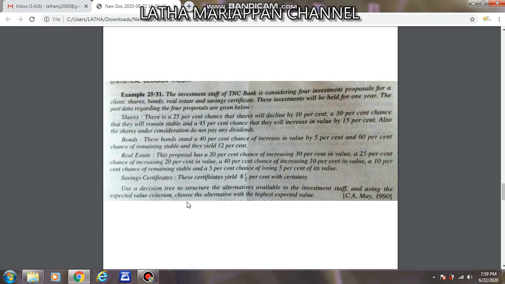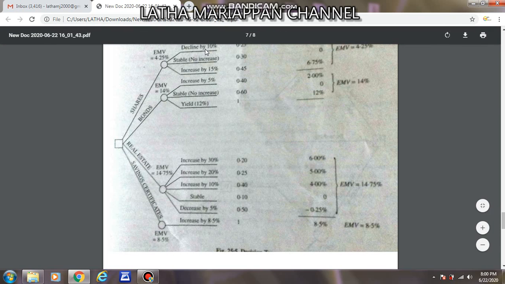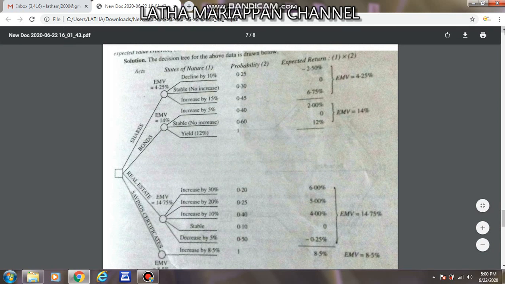Okay, this is the given problem. We'll see the decision tree now. So here we'll start with one starting node, the decision node, and they gave share, bond, real estate and saving certificate. Okay, and for share they said declined by 10% and stable and no increase. Stable in the sense there is no increase, and another one they gave increase by 15%. This is given data. Okay, this is given data. The nature of state is given. Okay, this is for share.